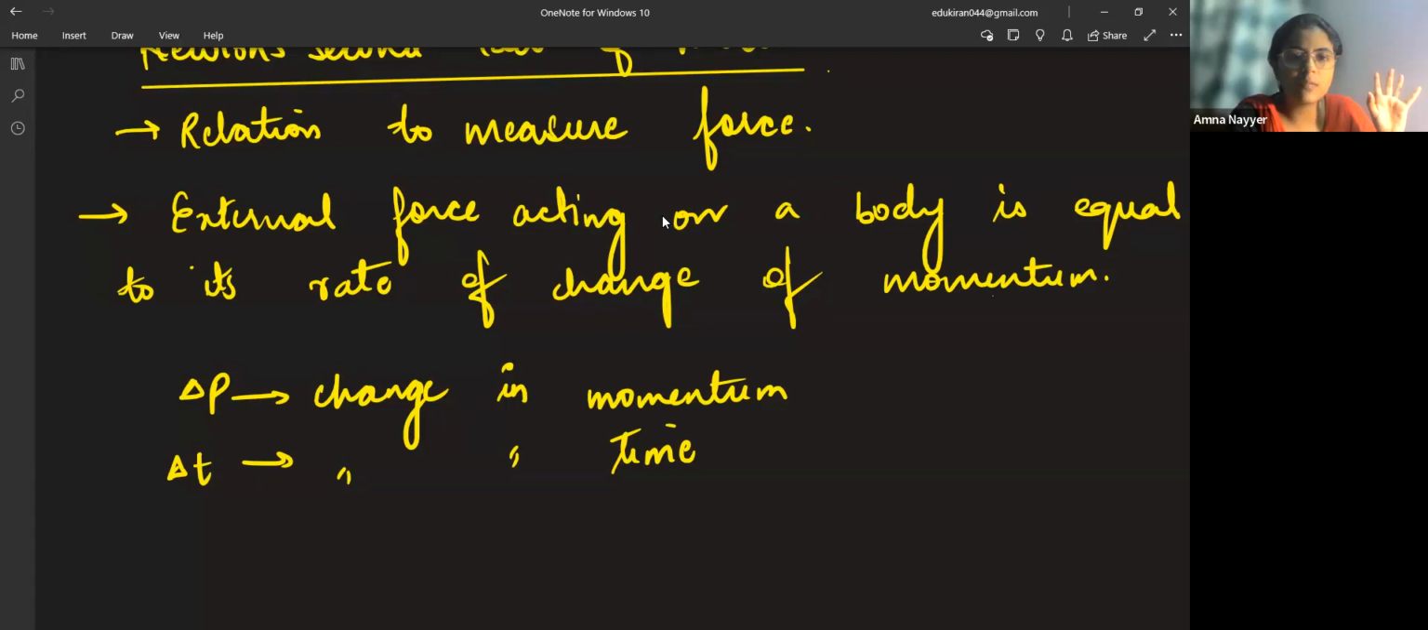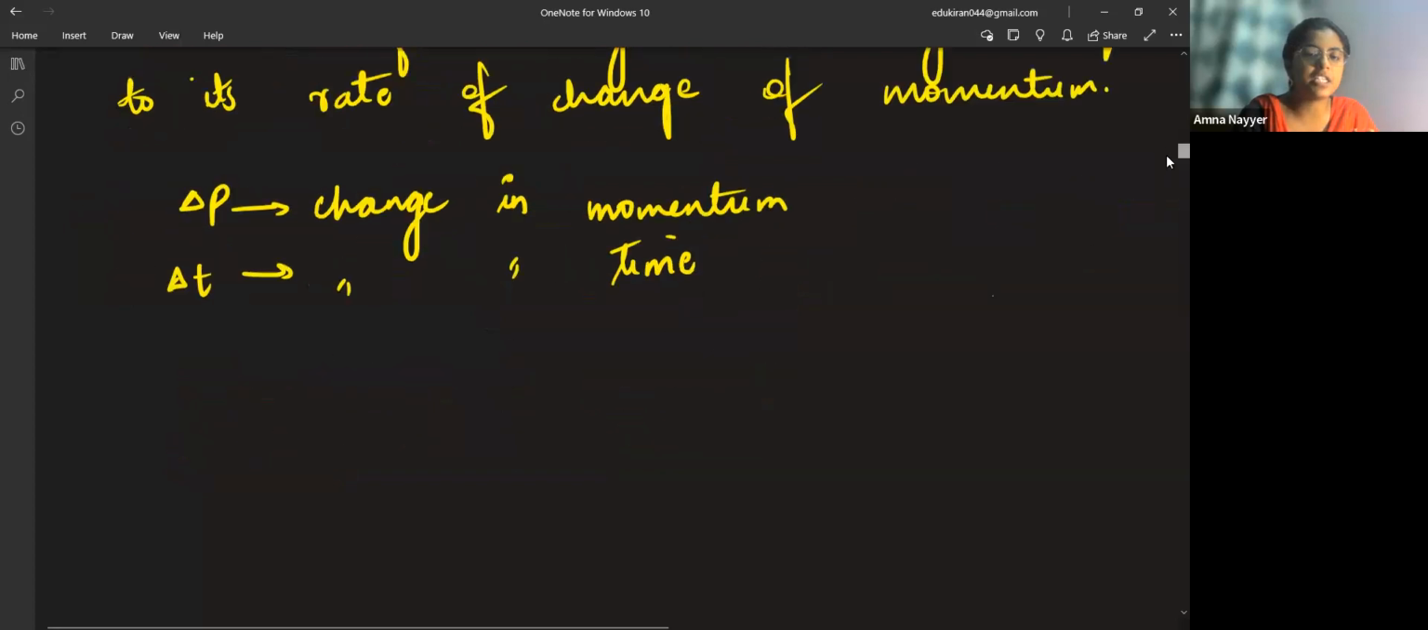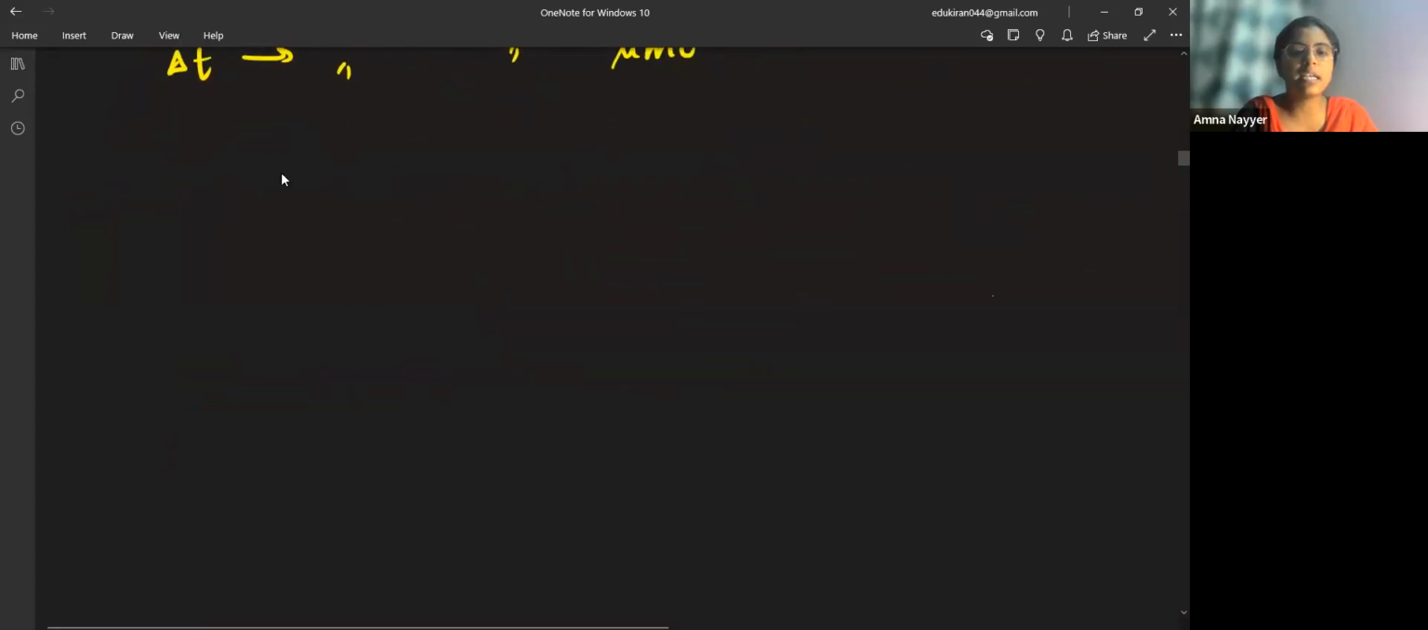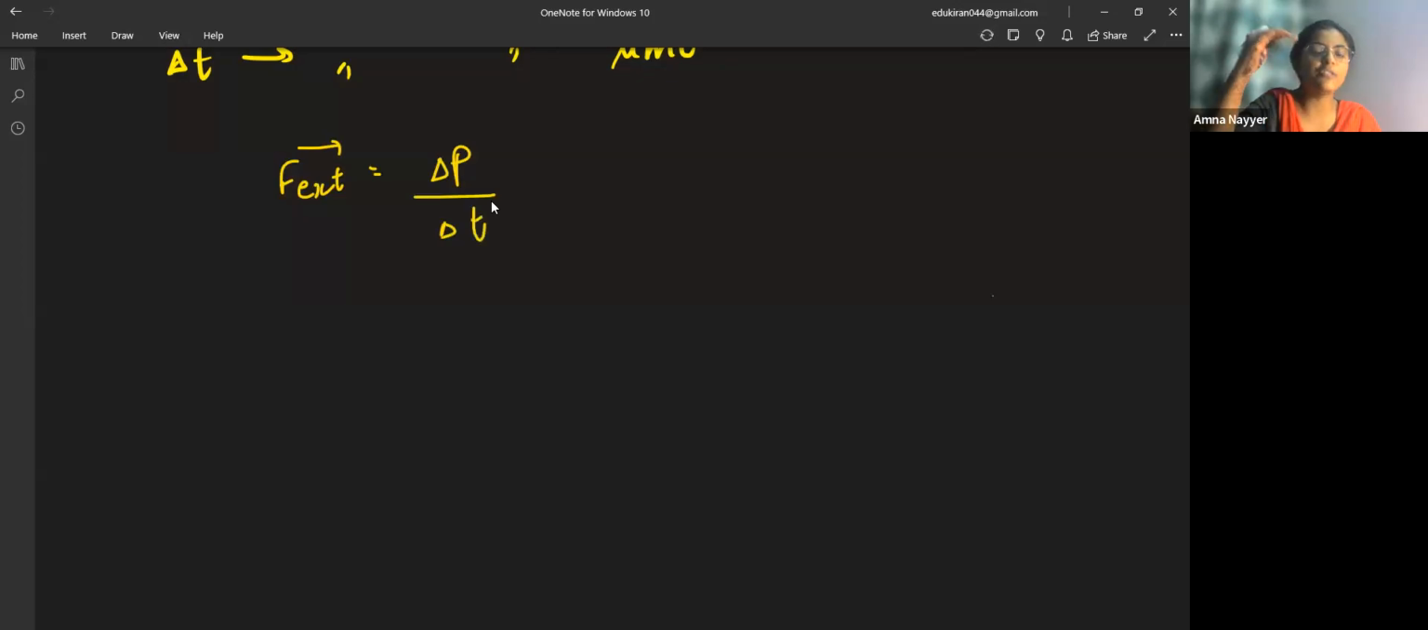Introduction to inertia has been made. Now directly it will talk about force. Whatever is the force acting in your system is actually the rate of change of momentum. External force acting on a body is equal to its rate of change of momentum. Let's say the change in momentum is delta P, and delta T is the change in time. What is the external force acting in your system? External force will be change of momentum per unit time, meaning rate of change of momentum.